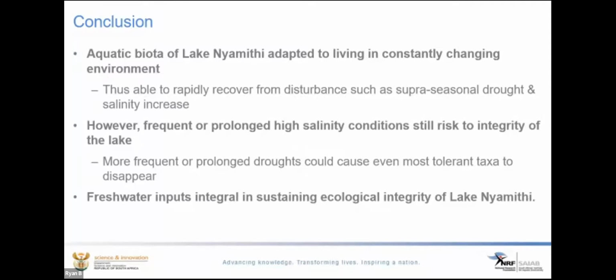It is also clear from the results that freshwater inputs into the lake are an integral part of sustaining the ecological integrity of Lake Inyamiti, and it is thus imperative that sustainable management strategies include actions that will prevent change or reduction in the water supply to this unique ecosystem.